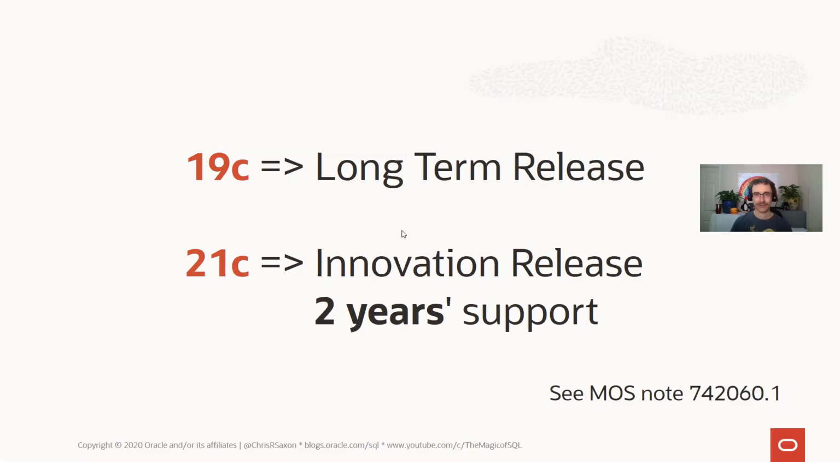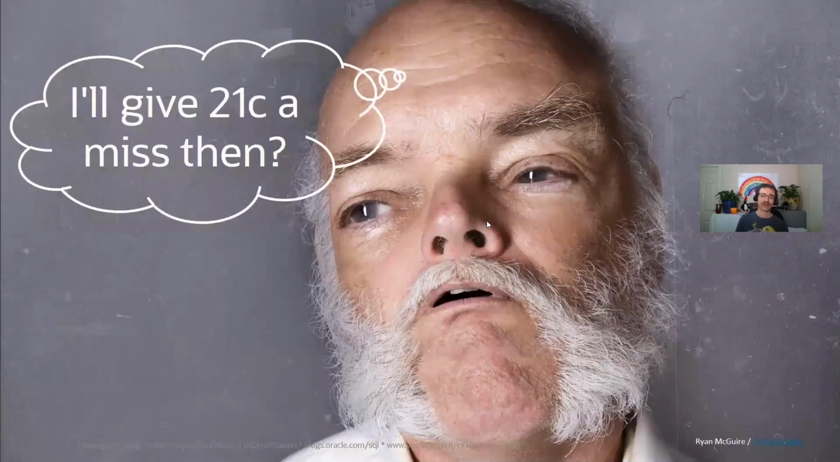No? Okay, so we're saying that 21C is an innovation release. You've only got 2 years' worth of support for this, so you're going to be forced to upgrade and so on. Someone at this point might be thinking, well, I'll just give 21C a miss then. I don't want the hassle of having to upgrade, and we'll move to the next long-term support release when that rolls around, right?